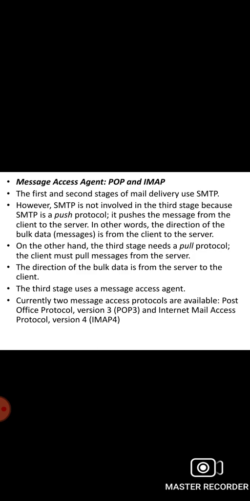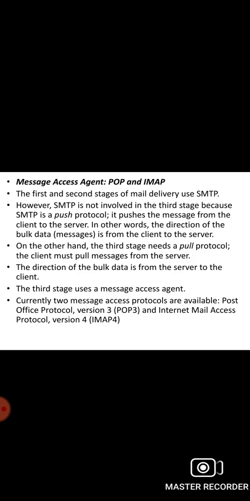Now let's see the message access agents, POP and IMAP. The first and the second stages of mail delivery use SMTP. However, SMTP is not involved in the third stage because SMTP is a push protocol. It pushes the message from the client to the server. Or you can say that the direction of the bulk data, that is messages, is from the client to the server. The third stage needs a pull protocol. The client must pull the messages from the server.